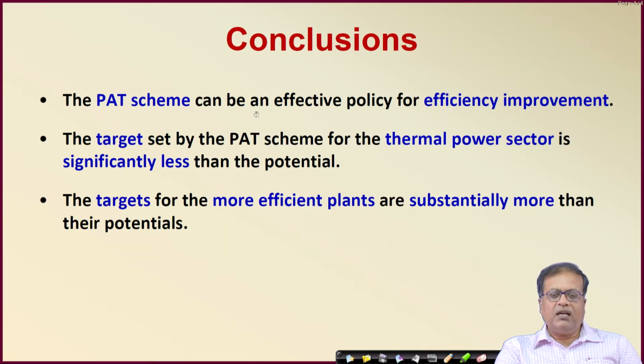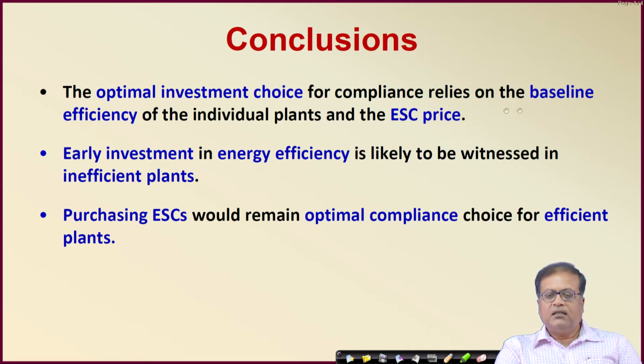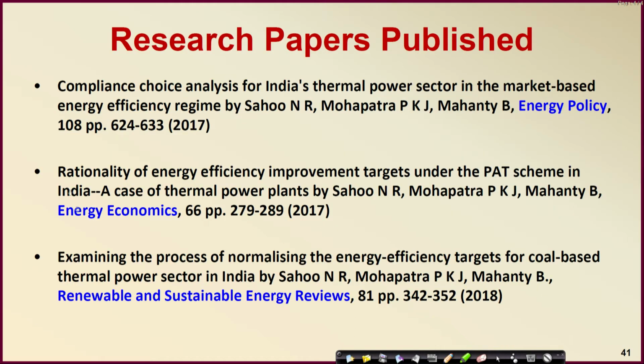The PAT scheme can be an effective policy for efficiency improvement. The target set by the PAT scheme for the thermal power sector is significantly less than the potential. The targets for more efficient plants are substantially more than their potentials. The optimal investment choice relies on baseline efficiency of the individual plants and the ESC price. Early investment in energy efficiency is likely to be witnessed in inefficient plants, and purchasing ESCs would remain the optimal compliance choice for efficient plants. So, these are the broad findings, and these are the papers that have been published.